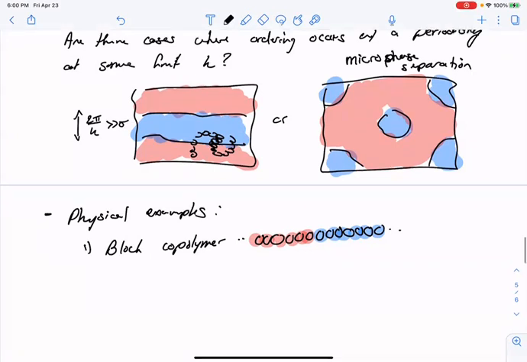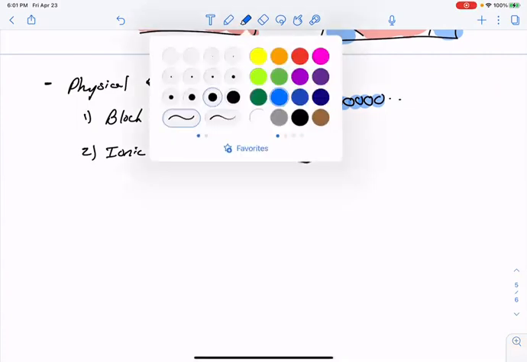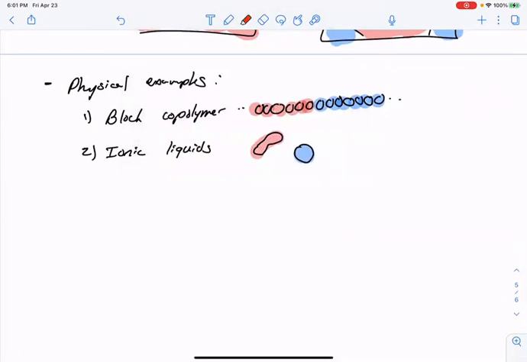More examples of this might be ionic liquids. There, you might have two species that would want to demix. Maybe they're immiscible liquids, but owing to the fact that they have charges, cannot phase separate into macroscopic domains.